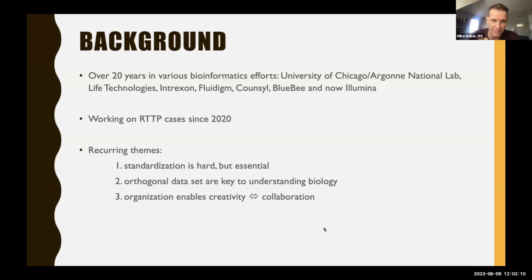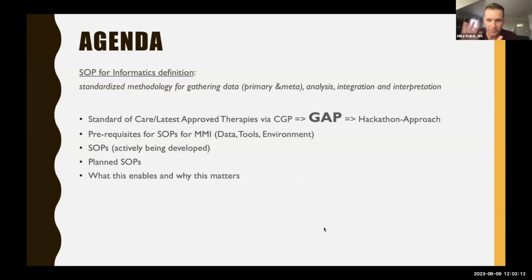that data came from. So what I'm going to talk about today, here's my agenda. First, I'll give a definition for what I mean by an SOP for informatics. It's basically standardizing the methodology for gathering data, both the primary and the metadata, the analysis, the secondary and tertiary. So in secondary analysis, we're talking about aligning, variant calling, generating RNA expression levels, and then the interpretation of it.